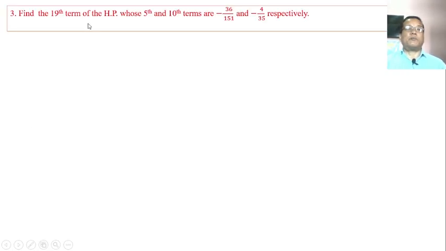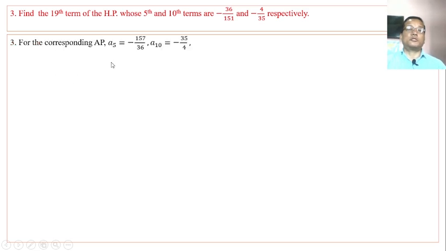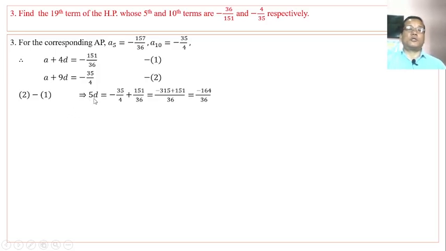Find the 19th term of the HP whose 5th and 10th terms are respectively this. For the HP, we take the corresponding AP: the 5th term value and the 10th term value reciprocals. Then for the HP's 19th term, the process is the same: in the corresponding AP, A5 is this and A10 is this, and we solve for A and D.